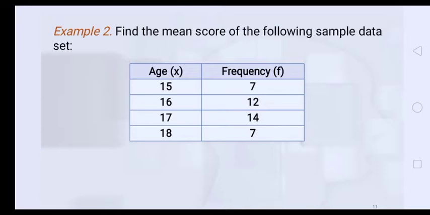So this time, frequency is present. So we will use the second formula. So we have the following age: 15, 16, 17, and 18. And their frequency, the frequency of 15 is 7. The frequency of 16 is 12. The frequency of 17 is 14. And the frequency of 18 is 7.